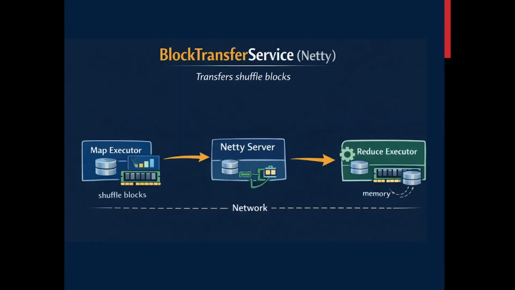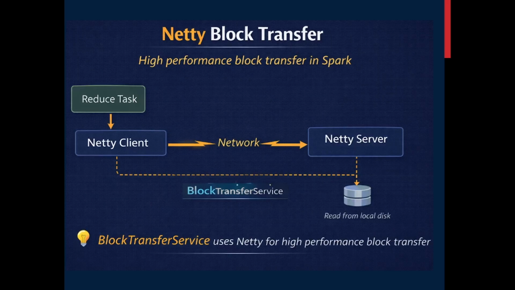Now let's talk about how data actually moves. Spark uses Netty, a high-performance networking library. Each executor runs a server, so the flow becomes reducer to Netty client, to network, to executor, to Netty server, to data. This is what enables Spark to handle massive parallel transfers. Let's visualize this clearly. Reducer sends a request, network carries it, executor responds with data, reducer receives and processes it. Simple flow, but happening thousands of times in parallel.